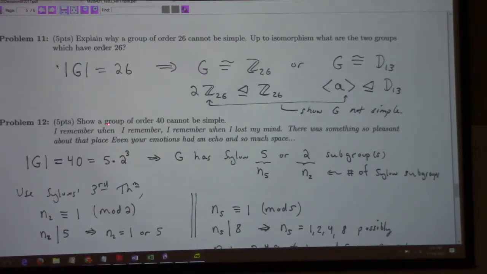This one here: show a group of order 40 cannot be simple. We worked that in here. This is one of the homework problems that was assigned, and we actually made sense of it in here. You guys probably got it, right? Okay, good. But basically, it's Sylow's third theorem.